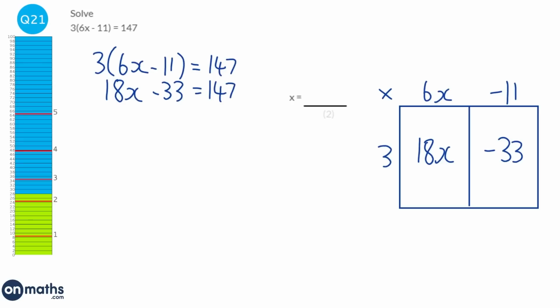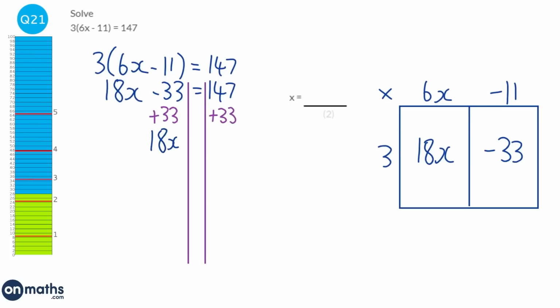Now we are solving, so we're going to put our solving lines in. And the first thing I want to deal with is this take away 33. So we're going to do the opposite of that, the inverse, which is plus 33. And whatever you do to the left hand side, you have to do to the right hand side. So we're going to add 33 to both sides. We're left with the 18x on the left hand side because we've got rid of the minus 33. And on the right hand side, we've got 180.